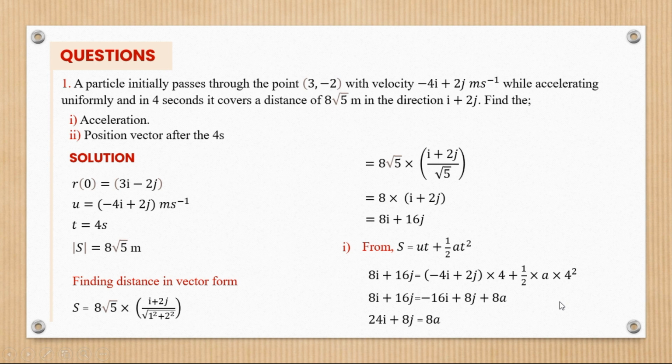So next, I'm actually going to add these two vectors. So when I take this to this side and I add the two vectors, this 16i will become a positive. So 8i plus 16i is 24i. This 8j will become a negative. So I have 16j minus 8j, which is 8j. So 24i plus 8j shall be equal to 8a.